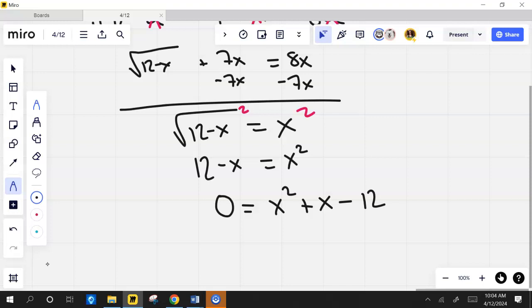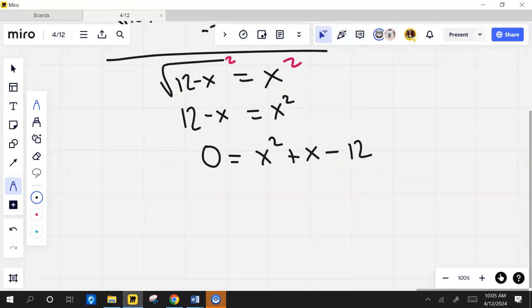Got it, Jay. We factor. This is a factor problem, right? How do you know you can factor this when you look at it? That's right. Even half constant. And is there something that multiplies to negative 12x squared but adds to 1x? Negative 3 and 4. 4x and negative 3x.